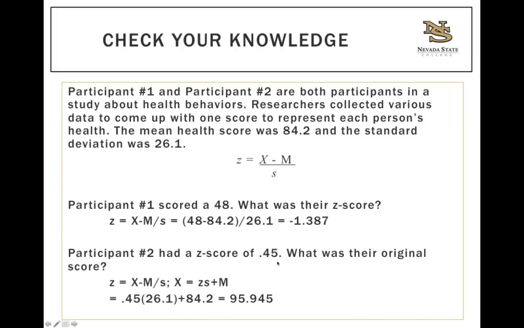So what that gives me is 0.45, my z-score, multiplied by my standard deviation of 26.1. And then to that number, I add 84.2. And this gives me a health measure of 95.945. And this makes sense because the z-score means it's about half a standard deviation away in the positive direction. So I'm looking for a raw score higher than the mean because the z-score is positive, but not a lot higher than the mean. So 95.945 makes sense given the z-score that we got.